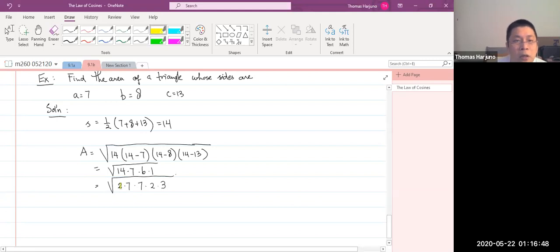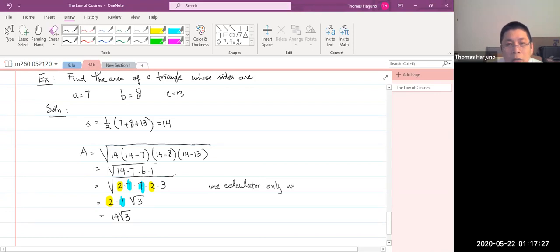So you see, 2 squared under the square root gives me 2, and 7 squared under the square root gives me 7, leaving the square root of 3. So the area is 14 square root of 3. Use a calculator only when you have decimals.